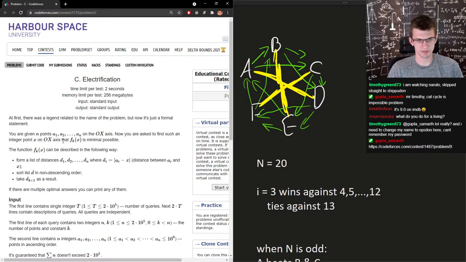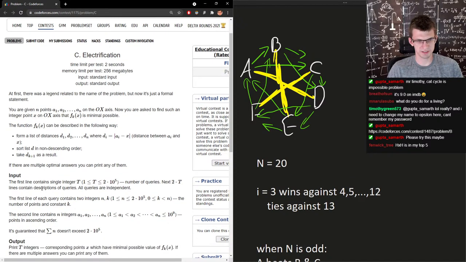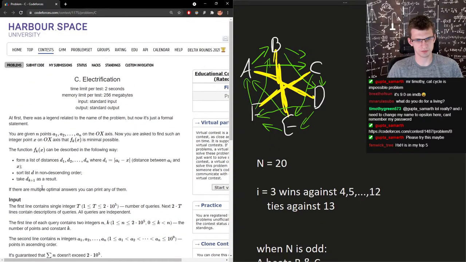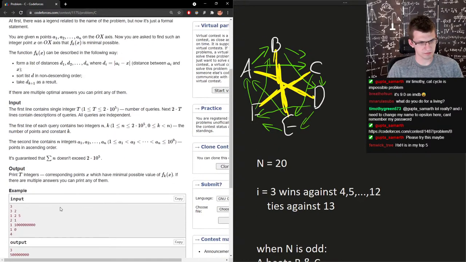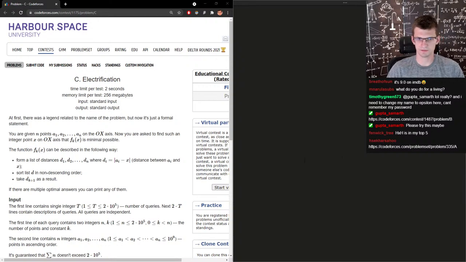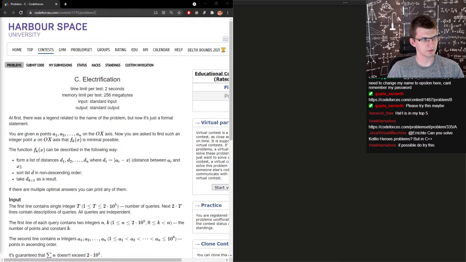We want to minimize some function. We want to minimize the distance to k smallest, k closest points. This should be sliding window, I think. Let's see. I'm giving you the link.